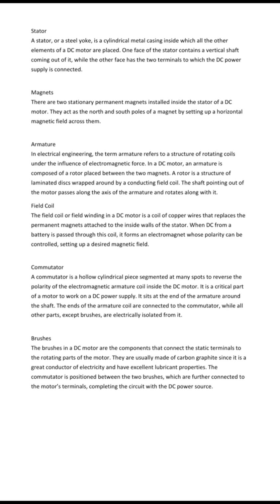Brushes. The brushes in a DC motor are components that connect the static terminal to the rotating part of the motor. They are usually made of carbon graphite since it is a great conductor of electricity and has excellent lubricant properties. The commutator is positioned between the two brushes, which are further connected to the motor's terminal, completing the circuit with a DC power source.